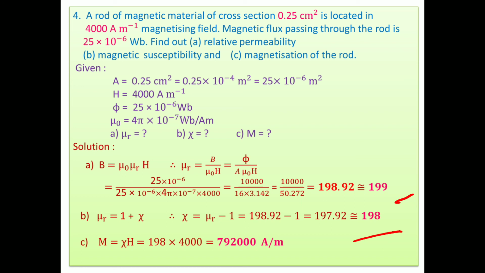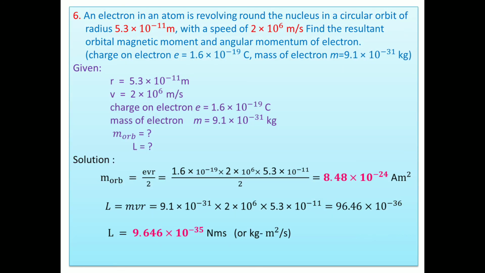Nothing else is there. Then thereafter, the magnetization equals what? Chi H. What is chi? 198 is taken, the approximate value, into 4000, and after calculation 792,000 ampere per meter. Sorry, ampere per meter. Thereafter we go through another problem.